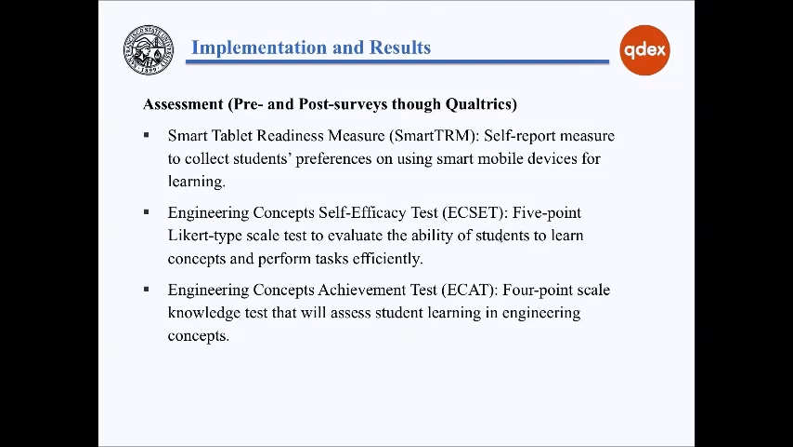3 measures, namely the Smart Tablet Readiness Measure, or Smart Stream, the Engineering Concept Self-Efficacy Test, SSAT, and the Engineering Concept Achievement Test, ECAT, were developed to assess the mobile learning module on student learning. Smart Stream is a self-report measure to collect students' preference on using smart mobile devices for learning. SSAT is a 5-point Likert scale self-efficacy test to evaluate the ability of students to learn concepts and perform tasks efficiently. ECAT is a 4-point scale knowledge test to assess student learning in engineering concepts.